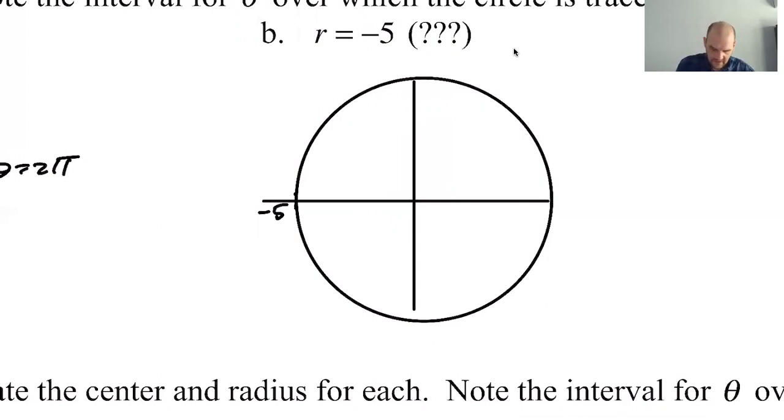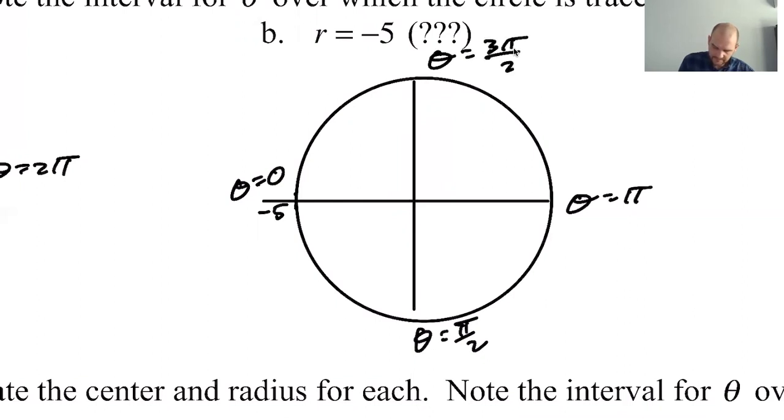Whatever. You're here at theta equals 0, and then you rotate counterclockwise, like life goes counterclockwise in math. So you're here at pi over 2, here at pi, here at 3 pi over 2. And think about it: when you're facing 3 pi over 2, you're facing this way, but r is negative, so you're here.